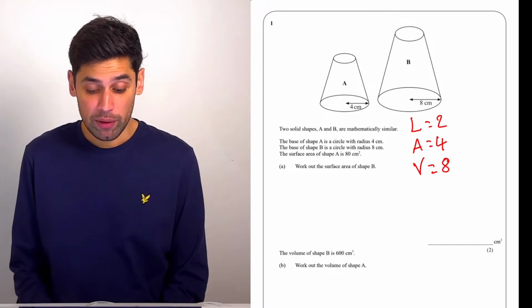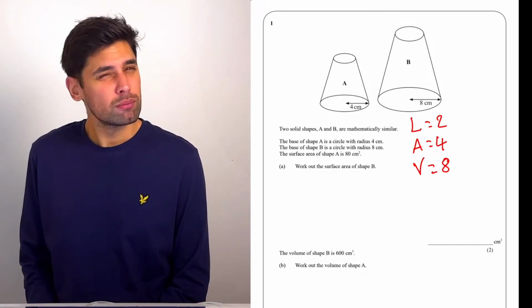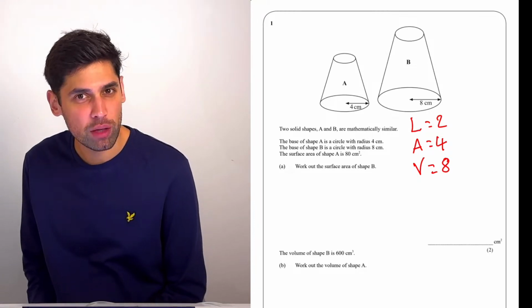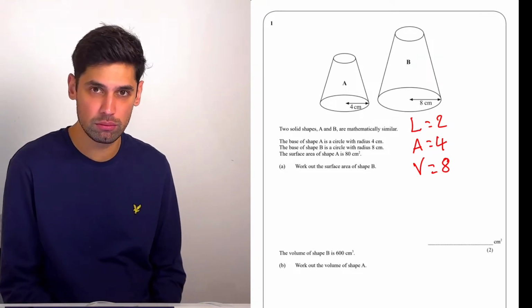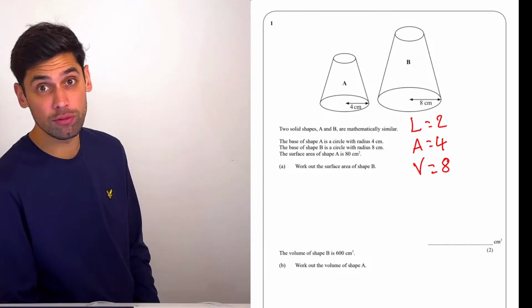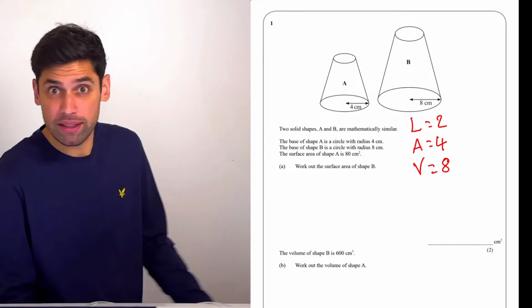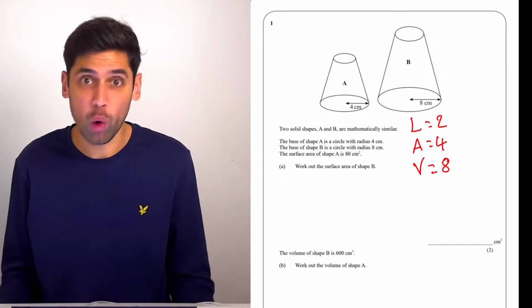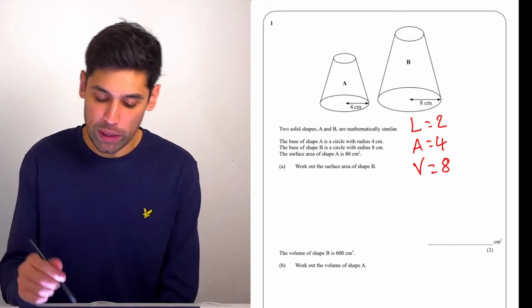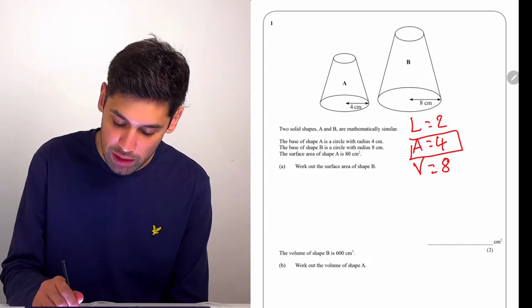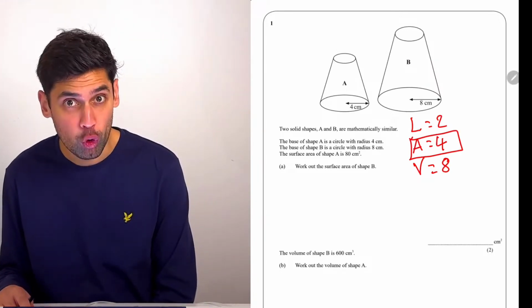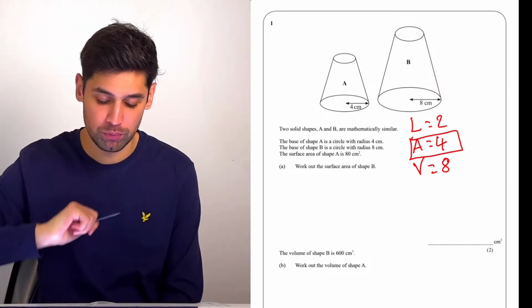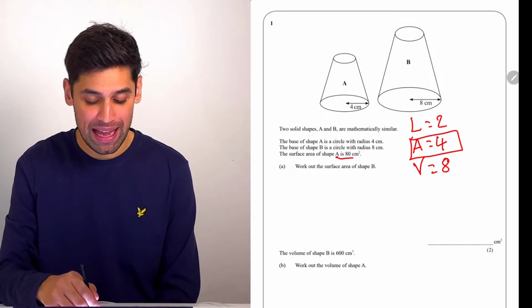Work out the surface area of shape B. Which scale factor do you think we're going to use to work out the surface area? The length, the area, or the volume? Obviously, they're talking about surface area, so we're going to use the area. Literally, the word is a giveaway. So for this question, we use the scale factor of 4 because they have said find the surface area. We're told the surface area of shape A is 80.